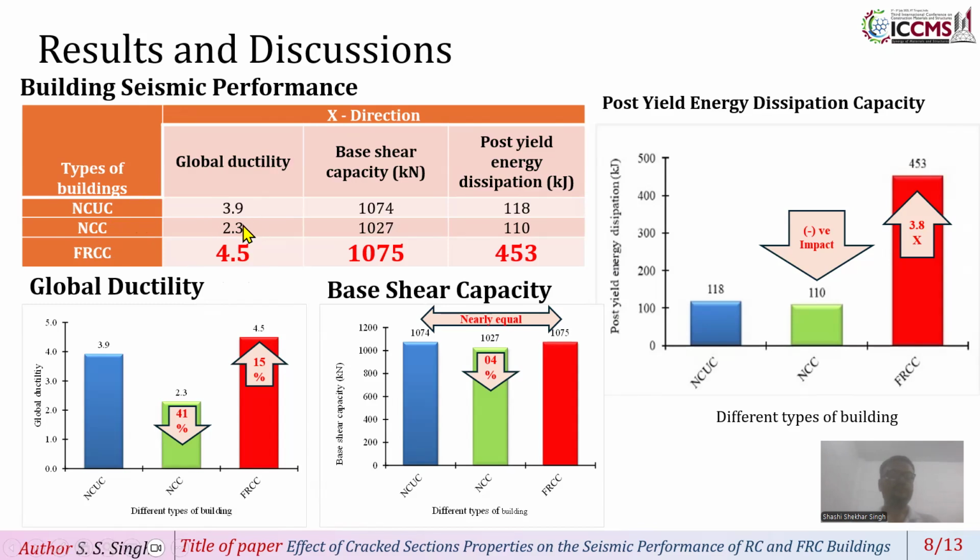cracked section behavior. Also in the case of base shear, it is nearly equal: 1074 in the uncracked normal concrete building and 1075 in the cracked FRC building. And the energy dissipation capacity has been improved 3.8 times with respect to the NCUC. So here we can say that FRC is compensating for the cracking in the normal concrete building by incorporation of FRC in the construction.